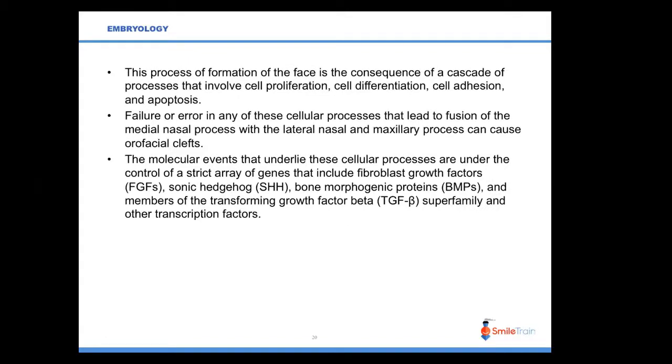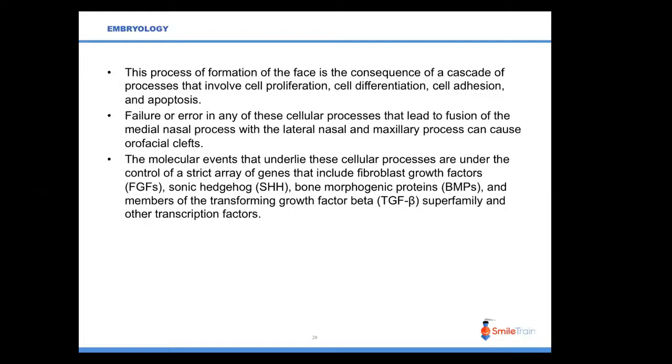This process of formation of the face is the consequence of a cascade of processes that involve cell proliferation, cell differentiation, cell adhesion, and apoptosis. Failure or error in any of these cellular processes that lead to the fusion of the medial nasal process with the lateral nasal and maxillary process can result in orofacial clefts. So we see that anything that disrupts this process can result in formation of cleft lip and palate.